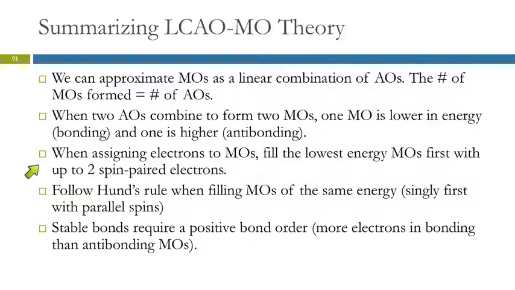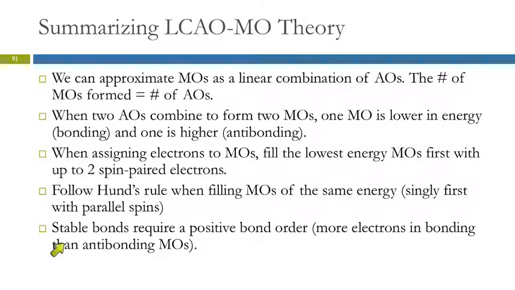As we did earlier with regular orbital diagrams, we fill the lowest molecular orbitals first with up to 2 spin-paired electrons, and then we follow Hund's rule if we have molecular orbitals with the same energy. Like when we had 3 p orbitals, we put each electron in singly first with parallel spins, and then if we had to, we paired them up with opposite spins.